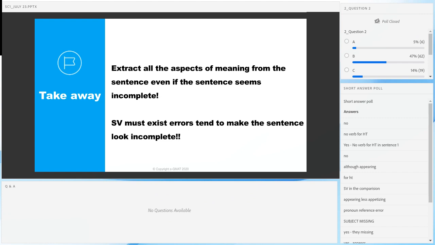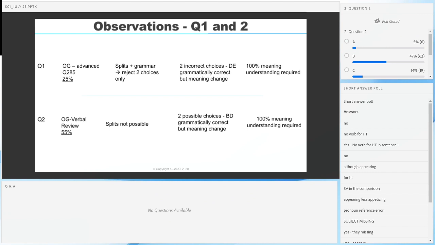In the same way, in SC also, we connect the logical dots in order to understand the meaning of the sentence. And so once we do that, it becomes really easy to take care of all those answer choices that do not align with the intended logic of the sentence. So that's what we need to do. Extract aspects, the logical pieces of information from the sentence.